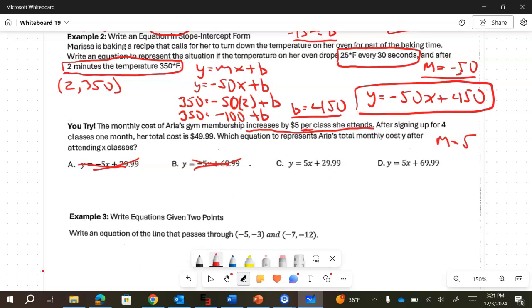Now, after signing up for 4 classes in a month, her total is now going to be $49.99. Okay, her total had to start at less than $49.99, and then it's going to go up by $5 every time she attends a class. There's really only one answer that makes sense here.